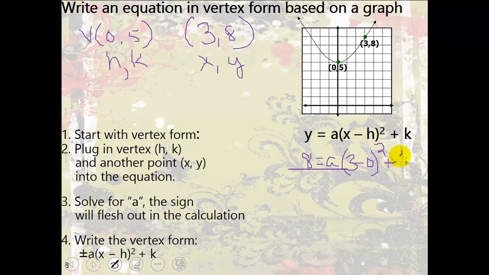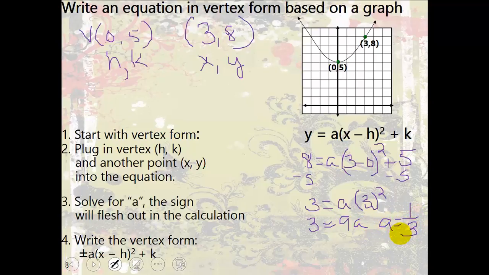Now I have 8 minus 5. Let's subtract 5. That gives me 3 equals a times 3 squared. Well, 3 squared is just 9, so I have 3 equals 9a. So a equals 3 over 9, or 1/3. Now all I have to do is write it in my equation form. Notice that a is positive, so I don't need a negative sign.